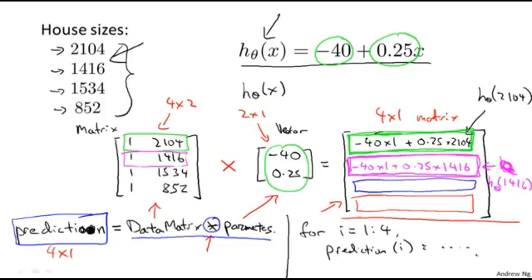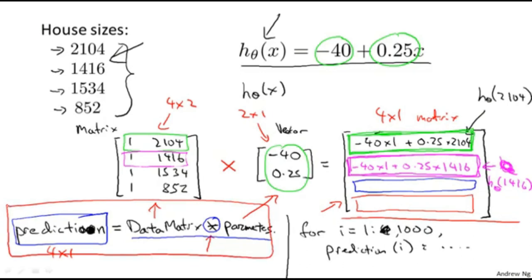And it turns out that when you have a large number of houses, if you were trying to predict the prices of not just 4, but maybe of 1,000 houses, then when you implement this in a computer, implementing it like this, in any of various languages, this is not true only for Octave, but for C++, Java, Python, other languages as well.